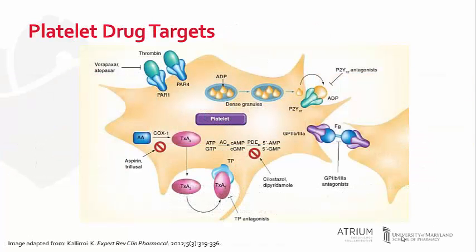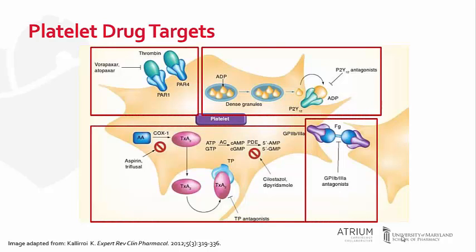Now that we've reviewed the process for primary hemostasis, let's focus in on the activation and aggregation phases and where our drug targets are. You'll see here a picture of a platelet with various receptors and biochemical processes that lead to platelet activation and aggregation. We're going to break this down into 4 quadrants and talk about each of the drug targets. Let's start in the upper left-hand quadrant and work our way through the picture of the platelet.